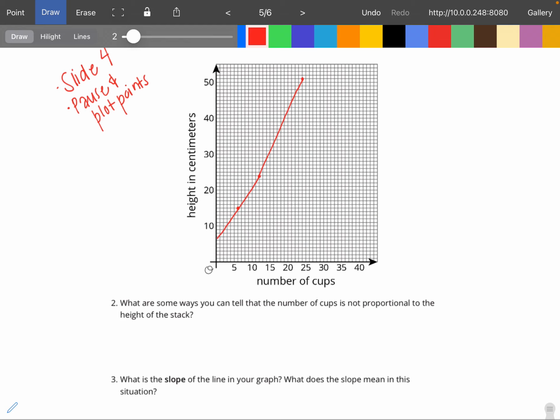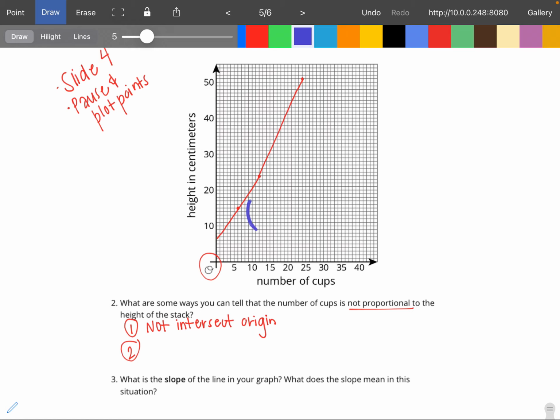So what are some ways that you can tell that the number of cups is not proportional to the height of the stack? Well, there are 2 main ways. One is it does not intersect the origin. And a graph of a proportional relationship always intersects the origin. The origin, remember, is 0, 0. So that's the first way. The second way is that the coordinate pairs of the graph are not equivalent ratios.